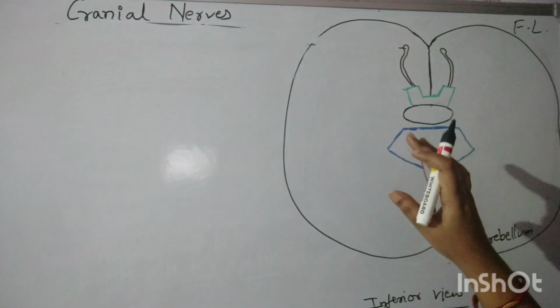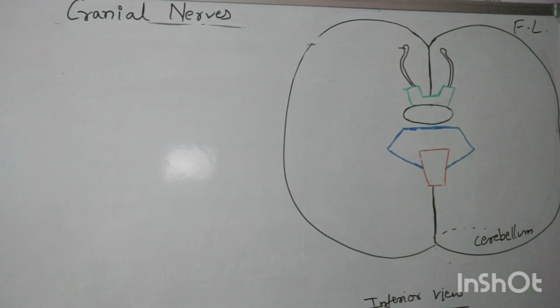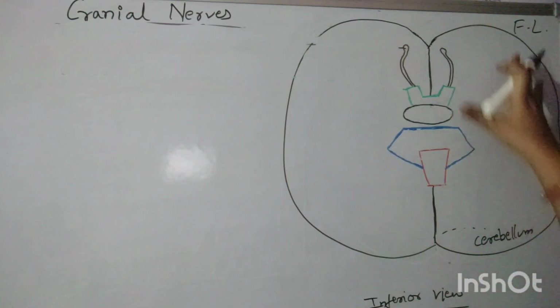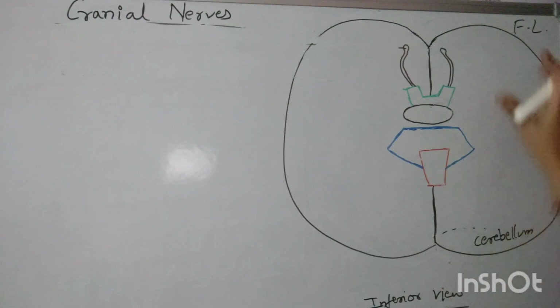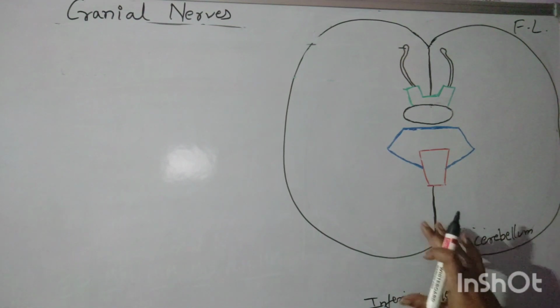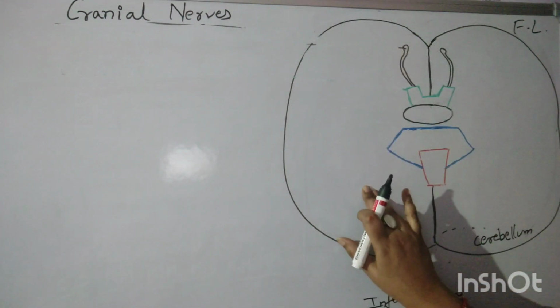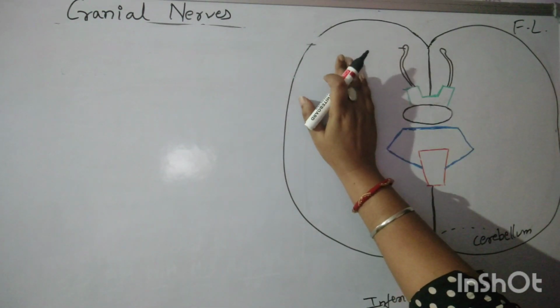So this is the structure of the brain. This is the inferior view. When we watch the brain inferiorly, this type of structure will appear. This is the frontal lobe, temporal lobe, parietal and occipital lobe. But since we are taking this picture from downwards, we are getting the cerebellum. Okay. Now these are the cranial nerves which arise from the brain.